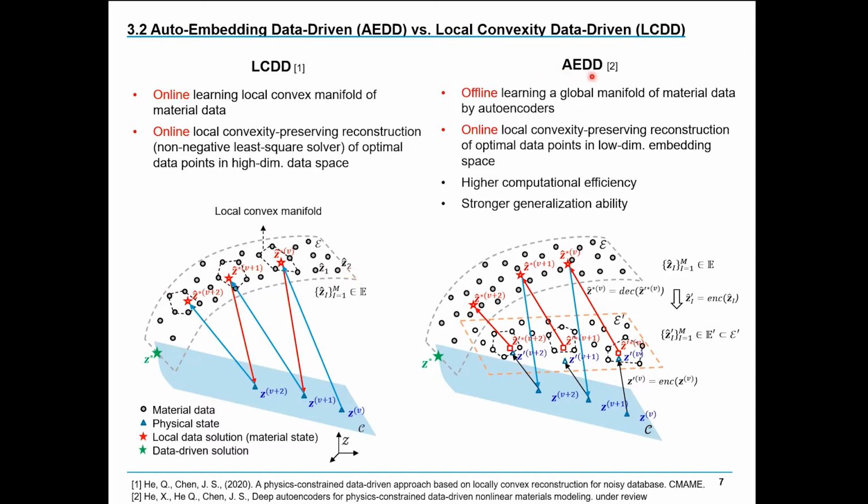So in the proposed auto-embedding data-driven framework here, an autoencoder is first trained offline to learn a low-dimensional global manifold of the material data, denoted by the orange dashed line here. And then once it is trained, the trained autoencoder is used in the auto-embedding data-driven solver to project the material data points and the physical state from the high-dimensional data space to the embedding space. And then the local data reconstruction is all performed in the embedding space through an efficient convex reconstruction, which enhances computational efficiency and the generalization ability. I will talk more about the details of this framework in a second.